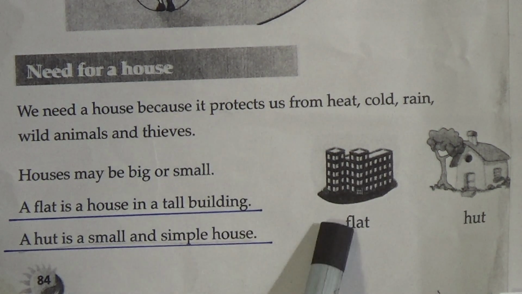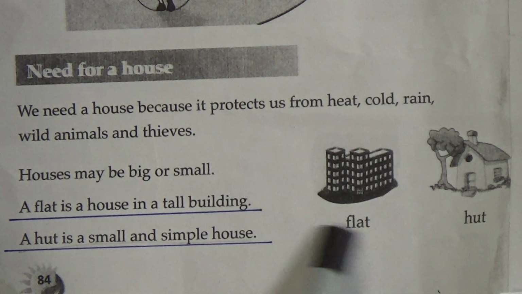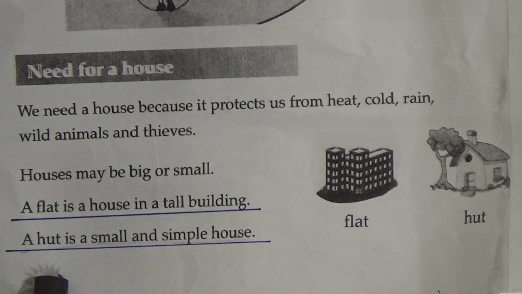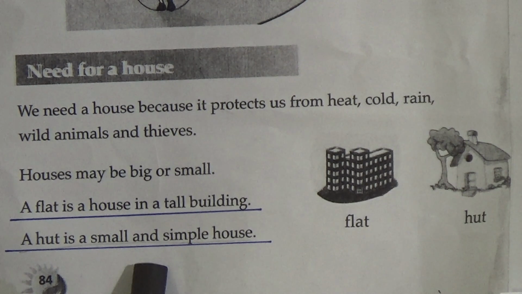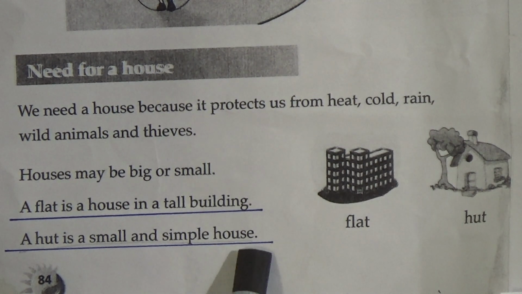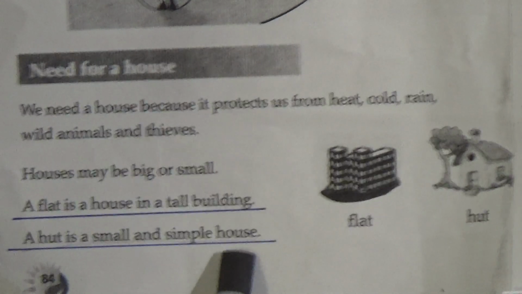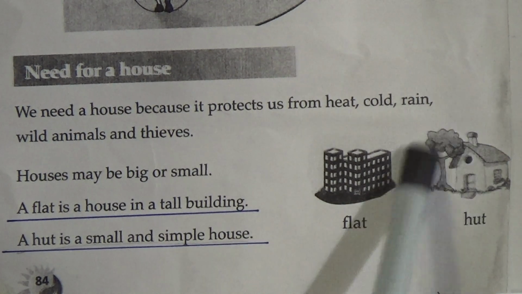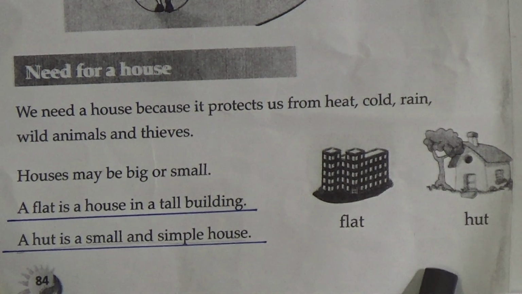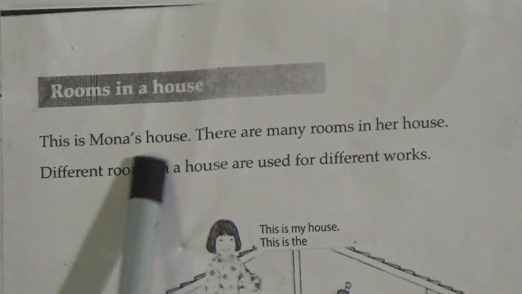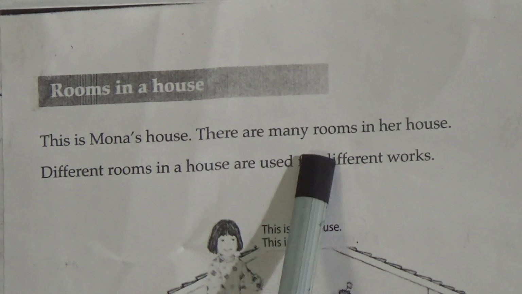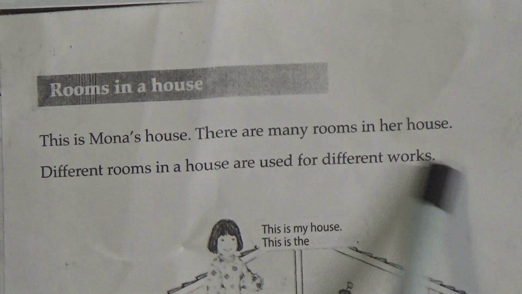This is a flat. See the picture. Now, a hut is a small and simple house. Underline this line. This is the picture of a hut. Now, page number 85. Rooms in a house. This is Mona's house. There are many rooms in her house.